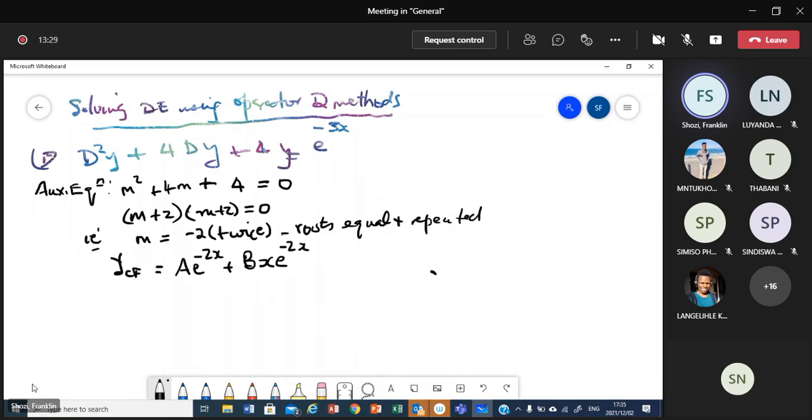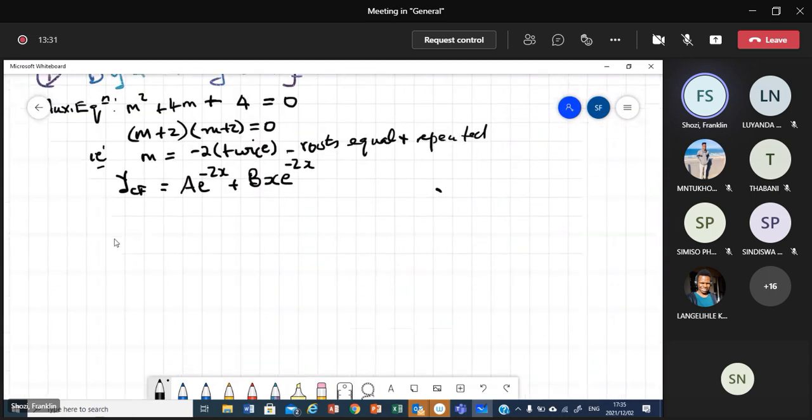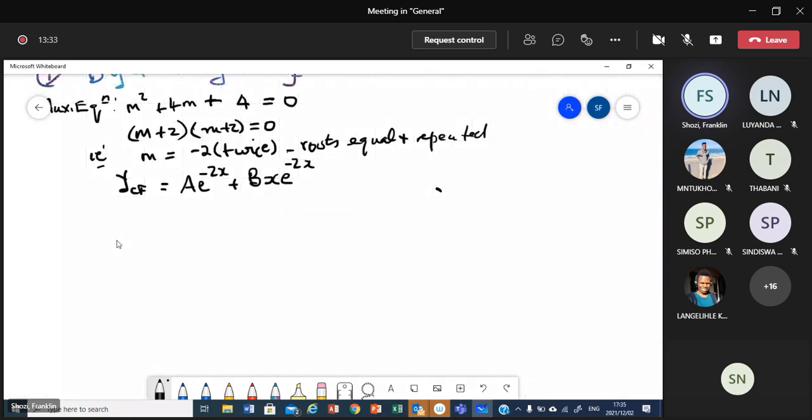Now, next is to solve for y. From the given equation, make y the subject of the formula. You will see that y is going to be 1 all over, taking y as a common factor after grouping there, we'll get D squared plus 4D plus 4. The action is on 1. The action is on e to the minus 3x.